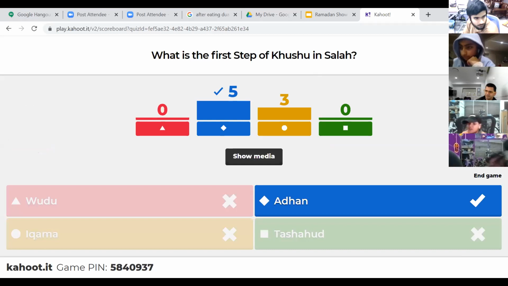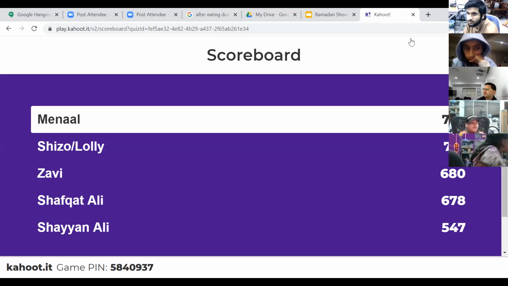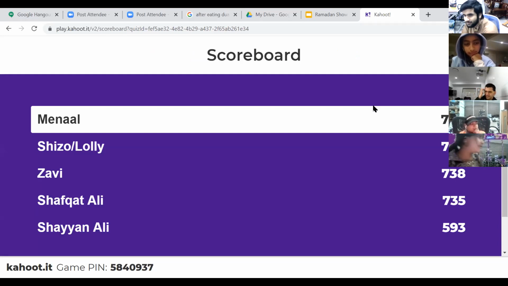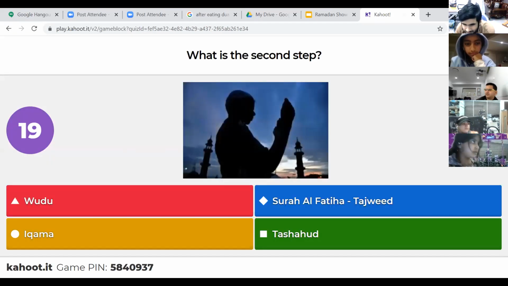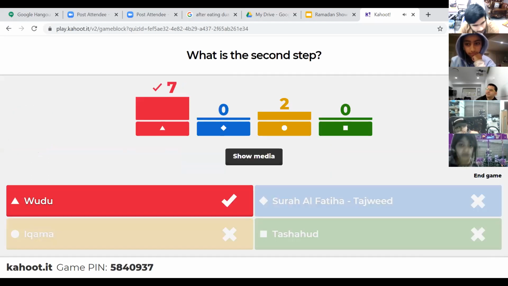So, okay, let's check the leaderboard. Manal is on top, followed by Shazin, Shizo. Xavier follows, followed by Shafqat and Shayan, fourth and fifth, respectively. Okay, second question. What is the second step? So what was after Adhan? Okay, so yes, it is wudu. That is the second step, which I've explained. Iqama once again came third, for those who forgot.